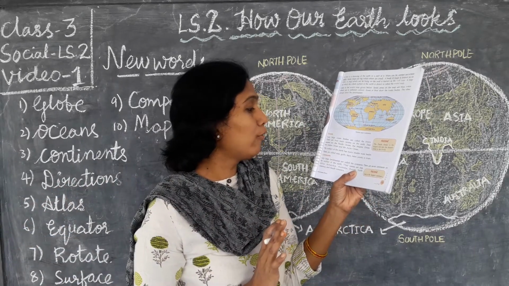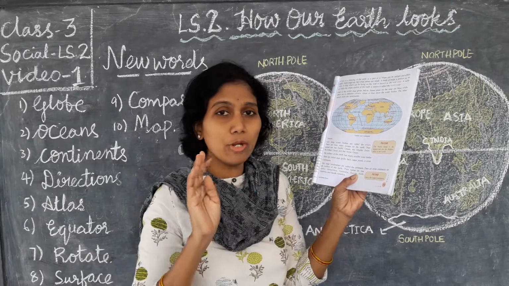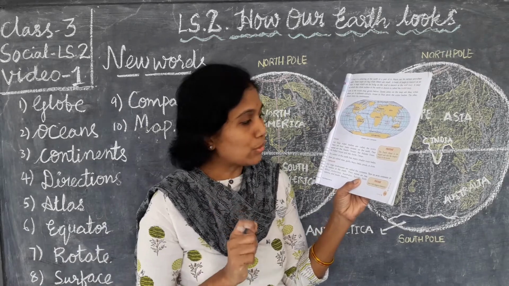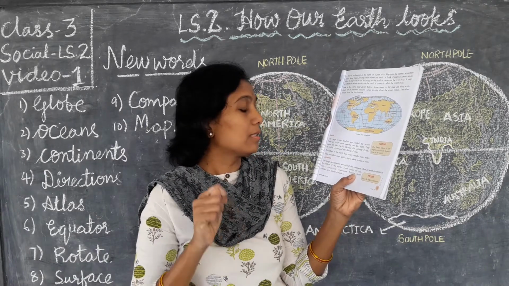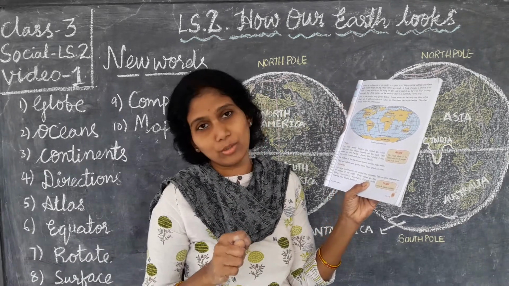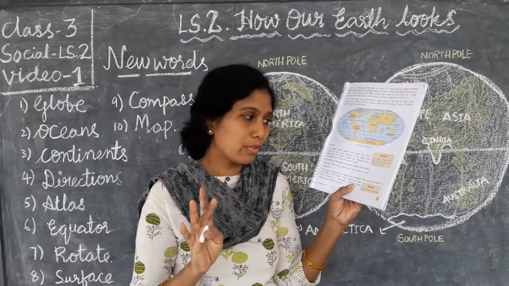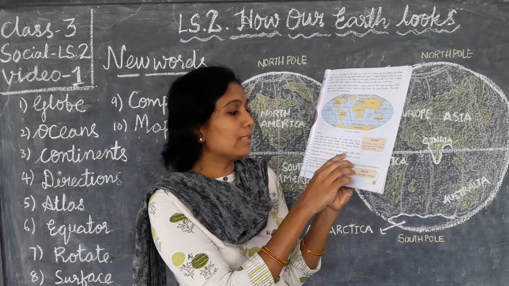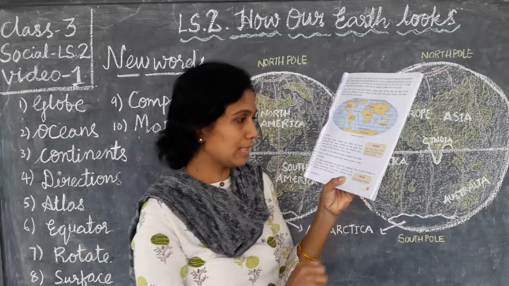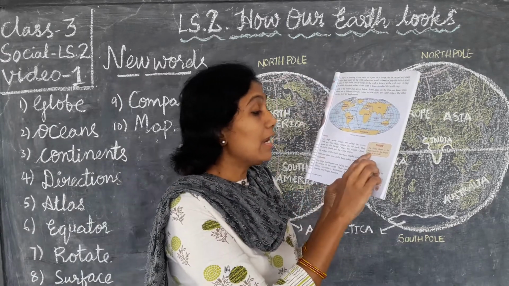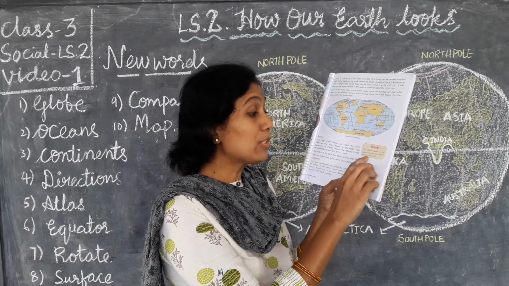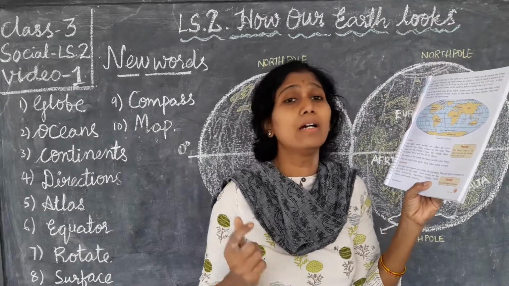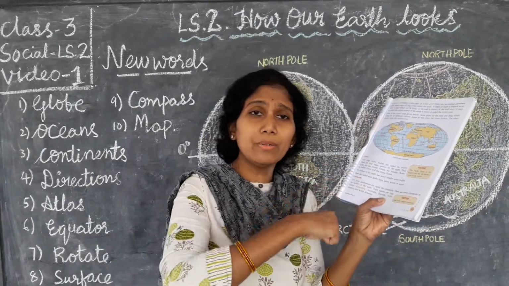There are 4 main oceans on the earth. The names are the Pacific Ocean, the Atlantic Ocean, the Indian Ocean and the Arctic Ocean. The Pacific Ocean is the largest and also the deepest ocean in the world, when compared to the other oceans.